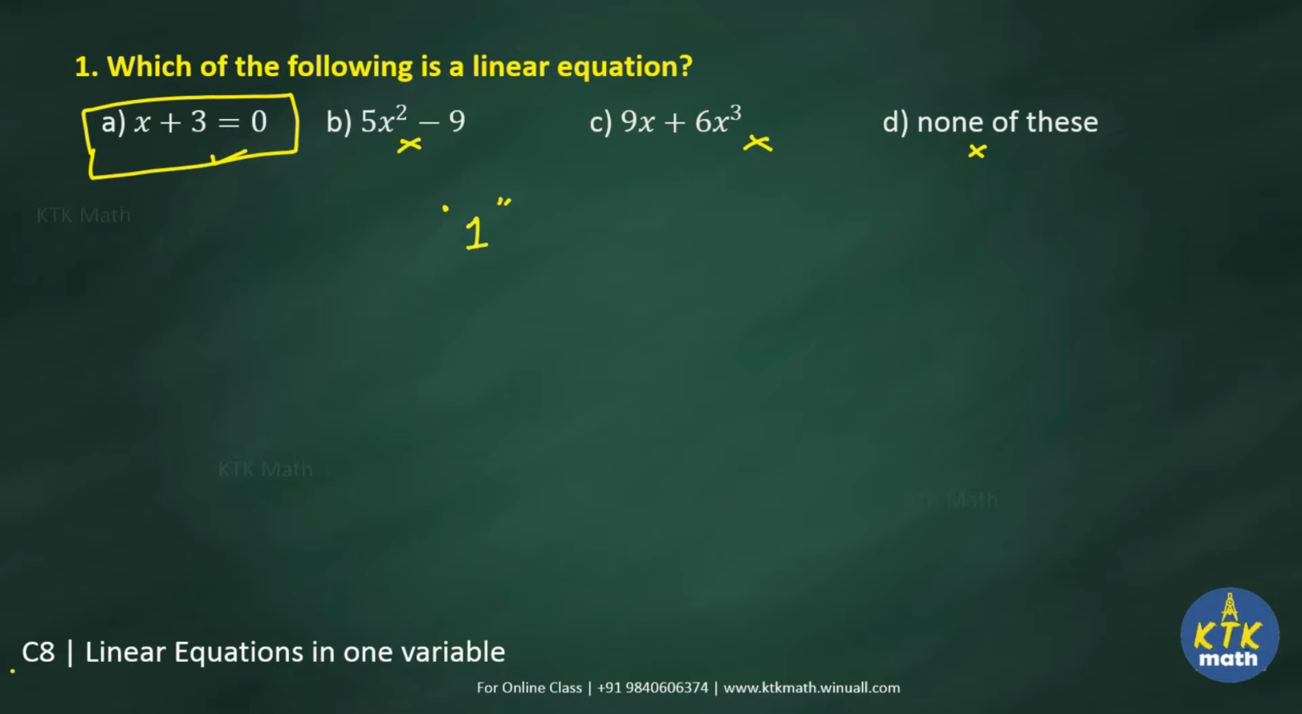For your further information, the second one is called a quadratic equation, which has power 2, and an equation which has power 3 is called what? Cubic equation. But one more important thing here, B and C are not at all equations. They are just expressions only, because they don't have any equal symbol. Okay, so the first one is a linear equation. It's a very simple one as a start.